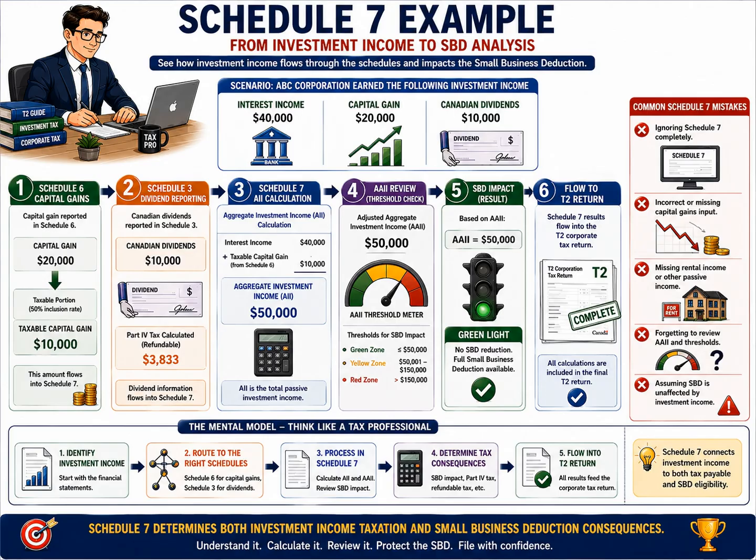The key takeaway from this example is simple. Schedule 7 does far more than report investment income. It connects investment income to corporate tax outcomes. It calculates AII and AAII. It determines whether passive income affects the small business deduction. And it ensures that the correct results ultimately appear in the T2 return. Understanding this flow is one of the most important skills in corporate tax preparation.